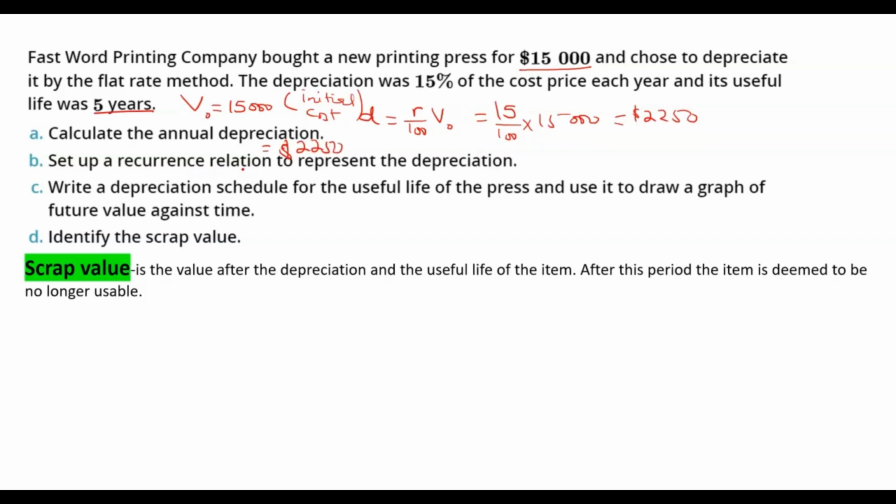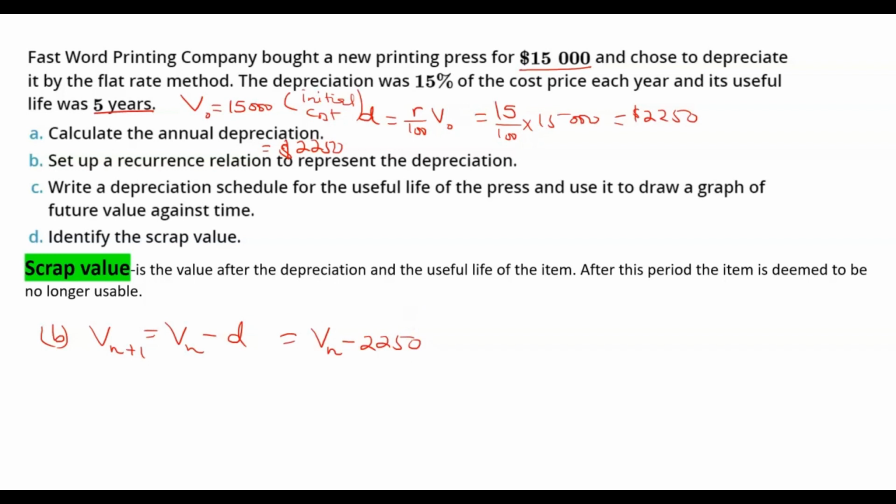Now set up a recurrence relation to represent the depreciation. That's going to be V sub n plus 1. In order to get the next term, we have to reduce the previous term by the D value. So that's how we do it. We know that we got our D value to be 2,250. We can just substitute that value back into this expression. All right, that answers the question of how much it's depreciating.